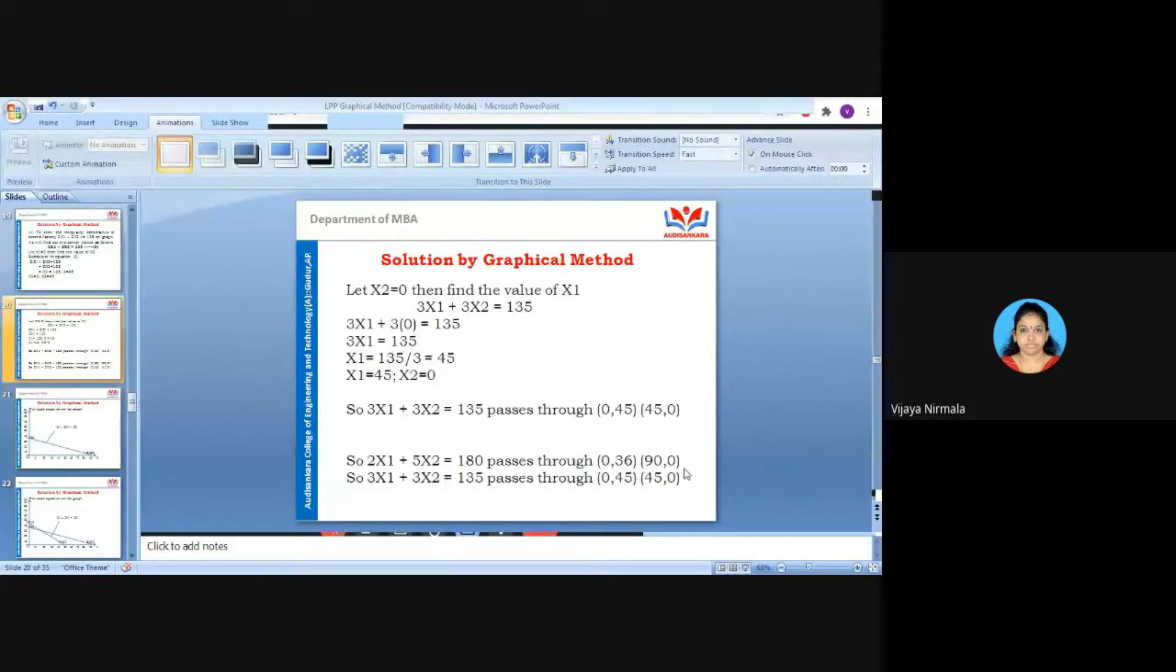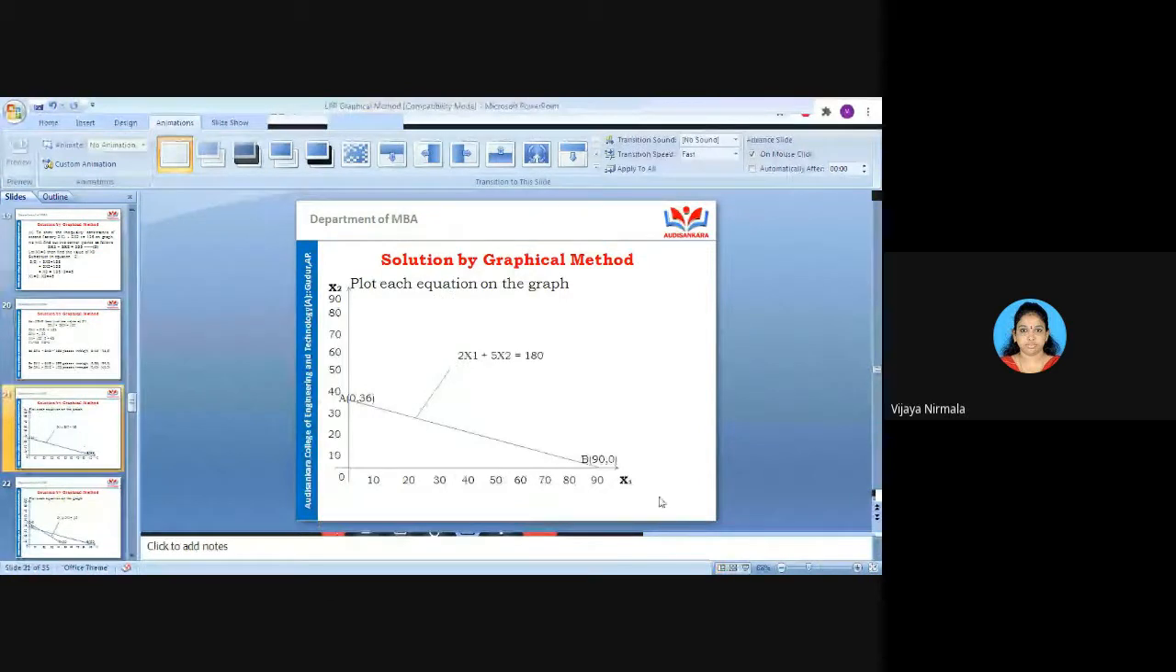And the next value for the same equation is 90, 0. Here 90 means x1. So in x1, where is 90? Here.